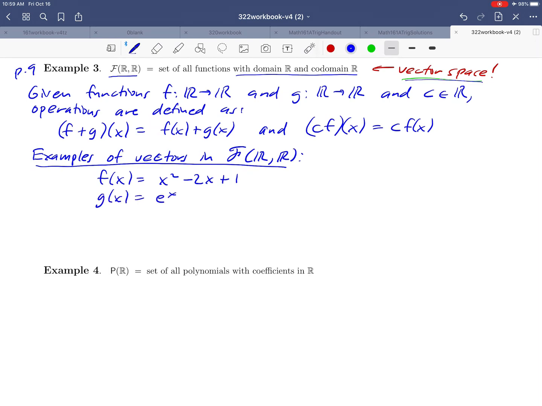Or how about g(x) equals e to the x? That also works. That's a function with domain and codomain R. And you could even get fancy and choose strange functions, like something piecewise: h(x) equals 1 if x is greater than 2, or negative 1 if x is less than or equal to 2. That function has a big jump in it. It's discontinuous, but it's a valid vector in our vector space because it has a domain of R and a codomain of R. We can substitute any real number that we want into it. And you can think about some other vectors that might be in that vector space.